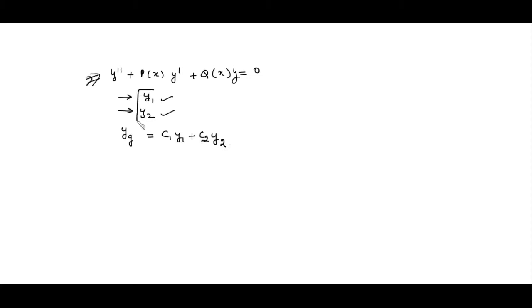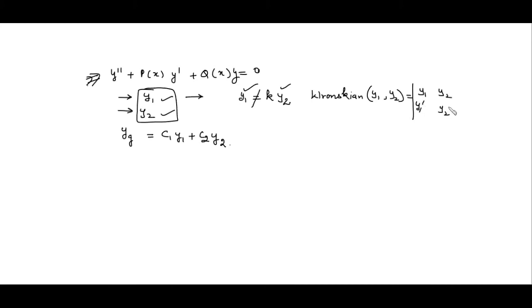So basically we want to find these y1, y2 which are independent. To check whether they are independent or not, the condition is: if you cannot write y1 as some constant times y2, they are not equal, then it means they are independent. Another way to check whether y1 and y2 are independent is with the help of the Wronskian. Now what is the Wronskian of y1, y2? This is the determinant y1 y2, y1 dash y2 dash.